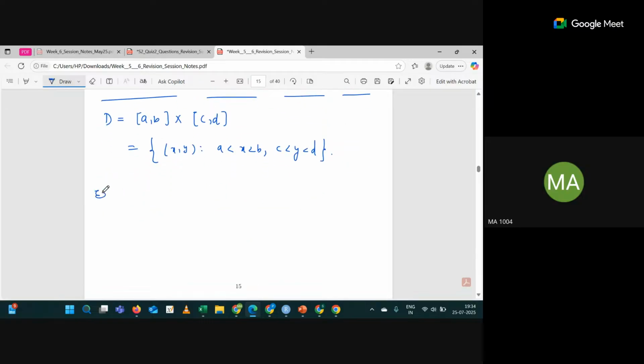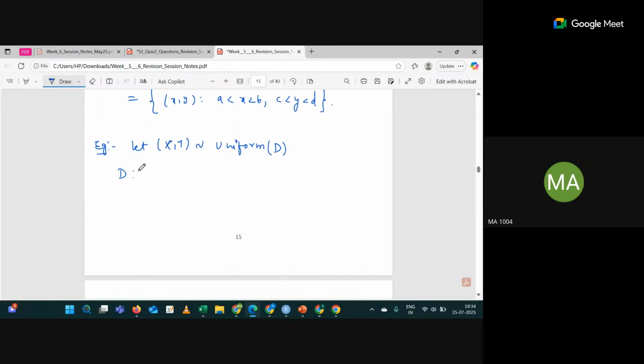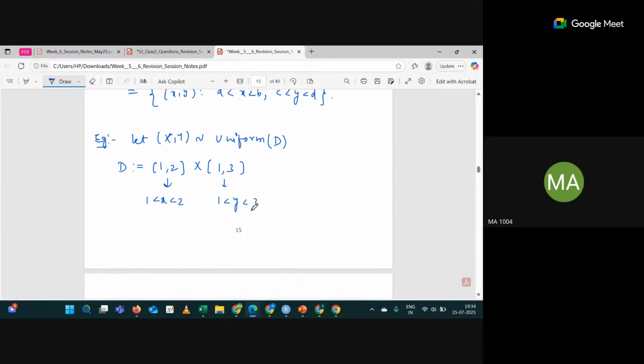Let me take a very simple example. Suppose (X, Y) is from uniform D, and D is defined like this: [1, 2] times [1, 3]. What is the meaning of this? X lies between 1 and 2 and Y is between 1 and 3. So far so good, right?